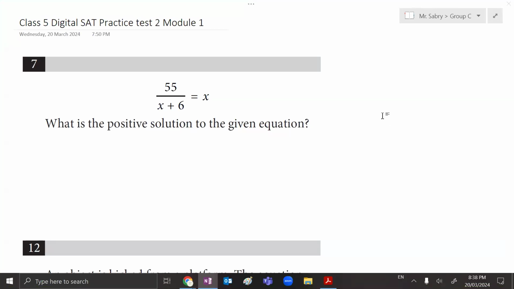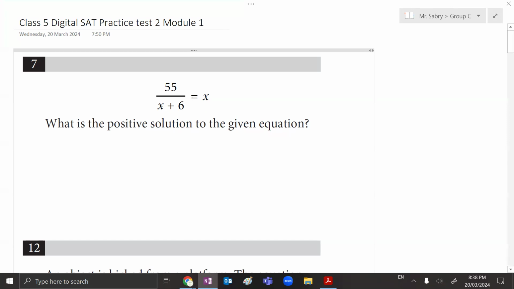And let's start. First, I have question number 7. It asks, what is the positive solution to the given equation. Solution to an equation means the missing variable. Find the value of x mainly. So they'd like you to find x. How can we do so?